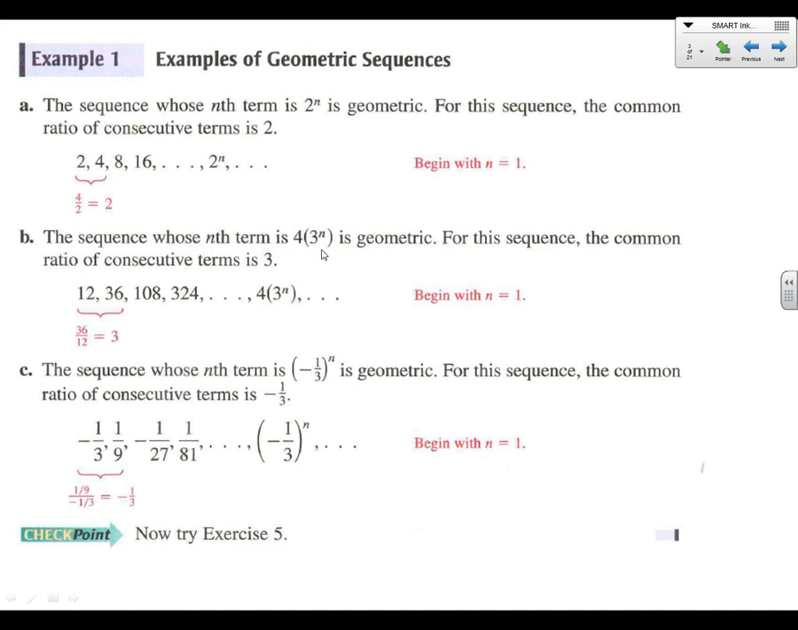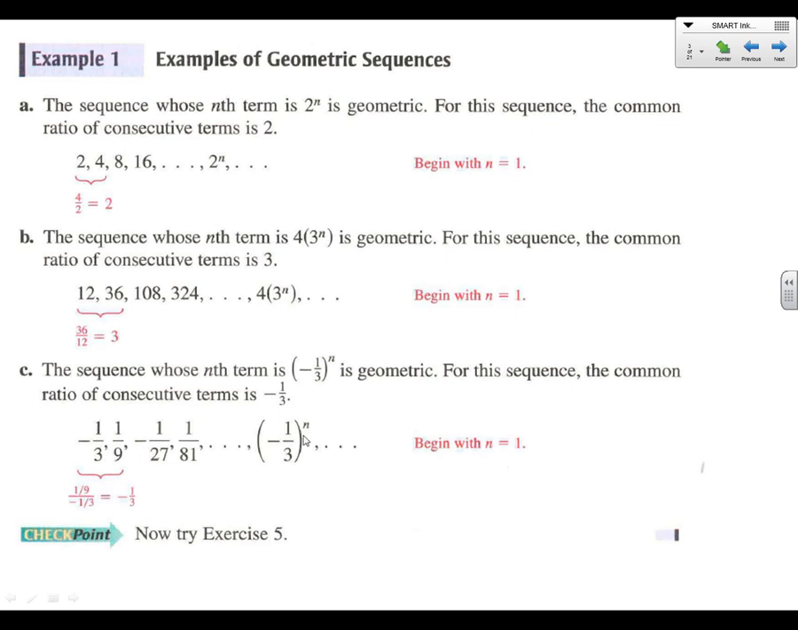Same thing here if we did 4 times 3 to the n. Our multiplying number here is 3. 12 times 3 is 36, 36 times 3 is 108, and so on and so forth. Then we also have a divide by 3, which is the same as multiplying by a third, and with a negative in front. Remember, we have that negative 1 to the n. This is still negative 1 times a third to the n, so we're going to alternate signs, negative, positive, all the way through.